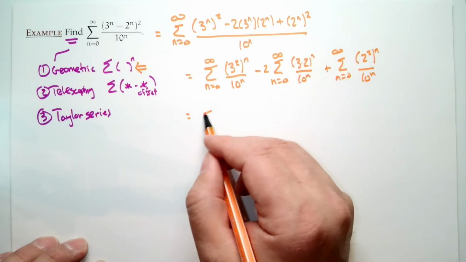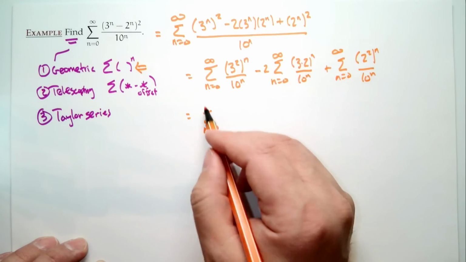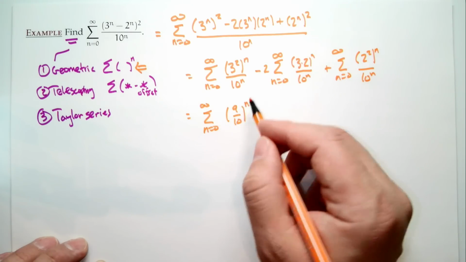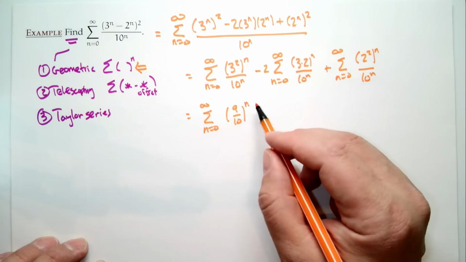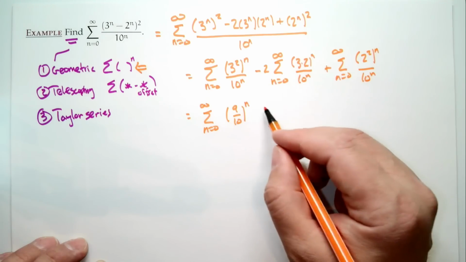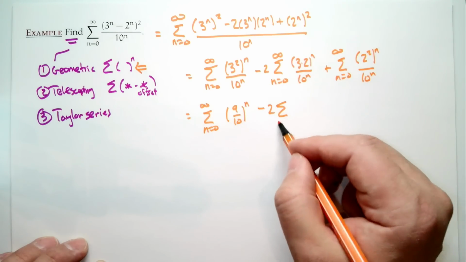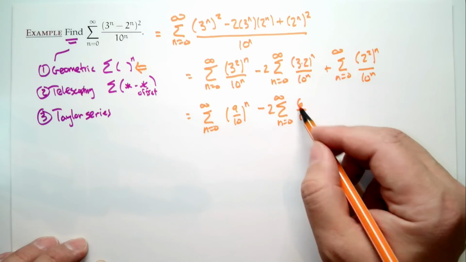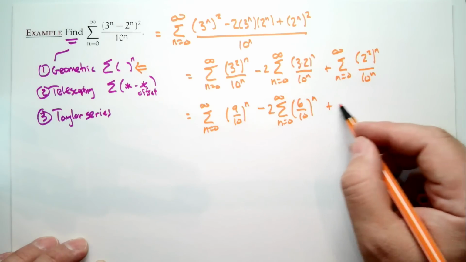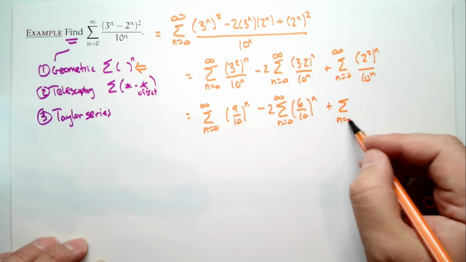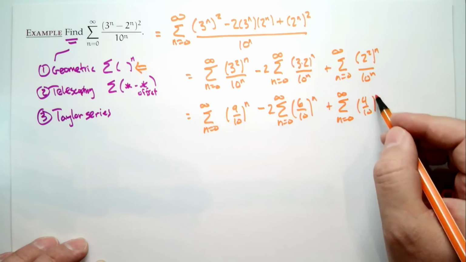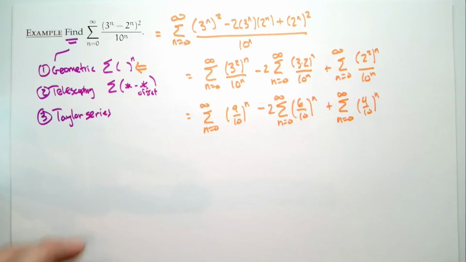So this becomes the summation, n equals 0 to infinity of 9/10, because it's 3 squared, 9. And 9 to the n over 10 to the n is (9/10) to the n, minus 2, summation n equals 0 to infinity of (6/10) to the n, plus, rounding it out, summation n equals 0 to infinity of (4/10) to the n. All right, well, we're almost there.